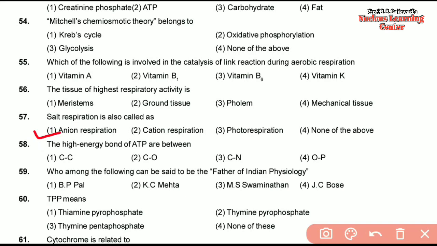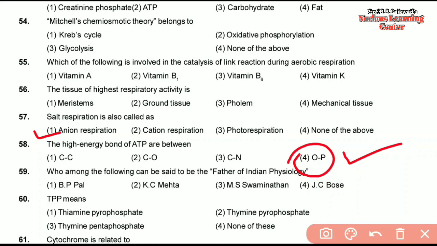And next question is the high energy bonds of ATP are between. Where we find the high energy bonds of ATP. So bonds of high energy are always in between oxygen and phosphorus. So fourth number option is correct.